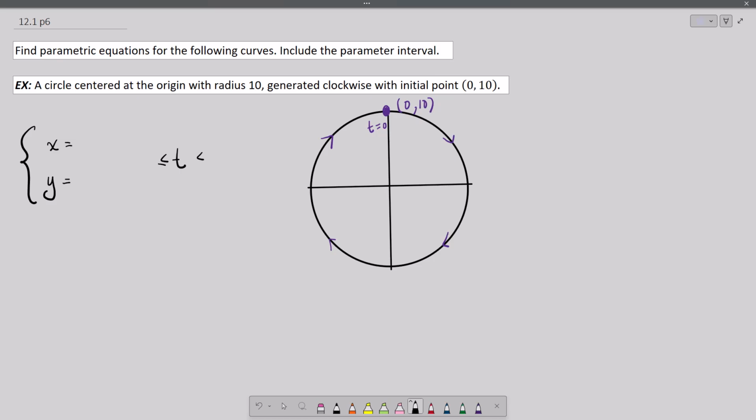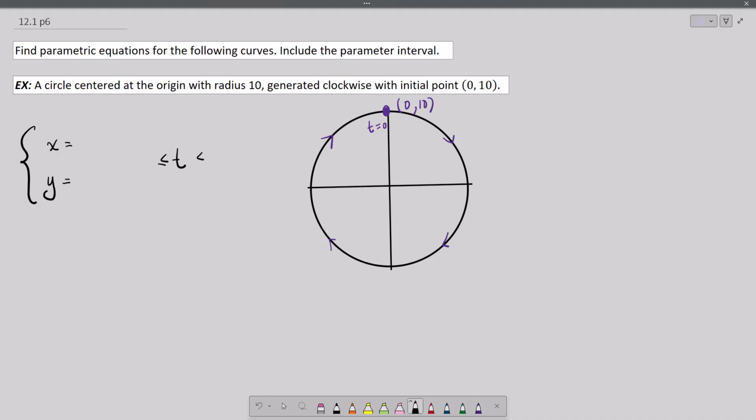So one thing to think about is that the standard parameterization starts at 1, 0. Right, so cosine is 1 and sine is 0. And we want to switch that so that we'd be at the top. Instead of 1, 0, we want 0, 1, or 0, 10. So what do you think we should do with this? Let's just talk about the sine and the cosine and the start point.